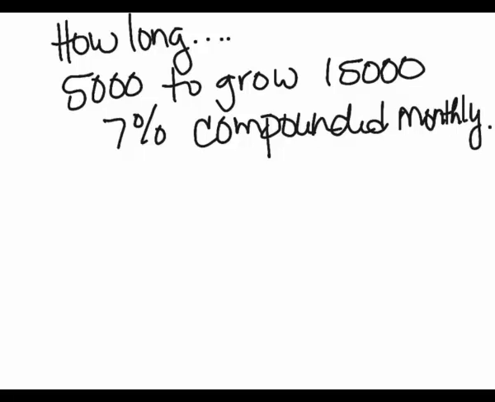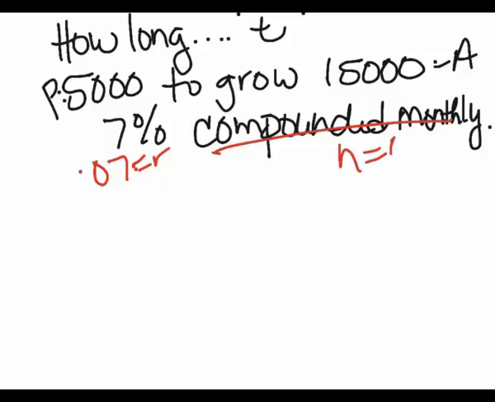Okay, so how long, we're obviously looking for t. So that's the variable that we're going to be solving for. 5,000, that's your P, and it's in dollars. 15,000, that's your A, right? I'm just doing my little checklist here. I see 7%, so I know that's going to be 0.07 is my r. Compounded monthly means that my n is 12. So these are just little things that I'm highlighting as I'm reading these word problems.